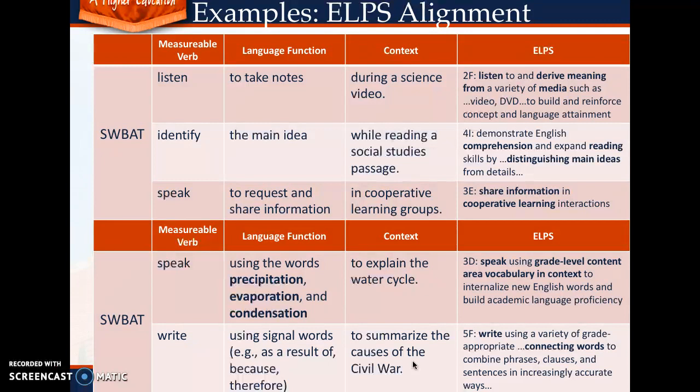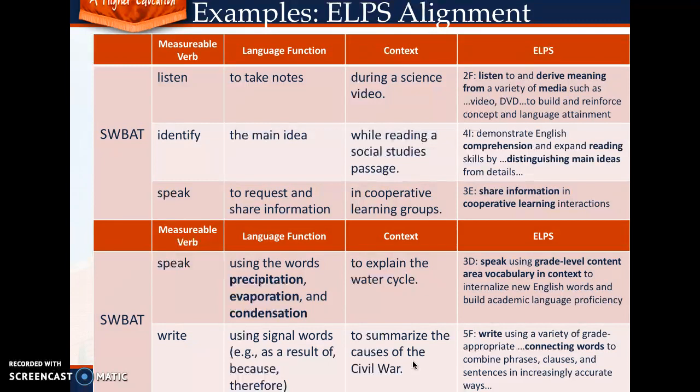Okay, so language-wise, if they don't know precipitation, evaporation and condensation, they're not really going to be able to explain the water cycle in the scientific way. And so let's focus on vocabulary. And if they're going to explain, they need to be speaking and writing. And so then I think, okay, going from my content objective to the language need, and then looking at ELPs, I find there's an ELPs speaking expectation on vocabulary. Speak using grade level content vocabulary in context.